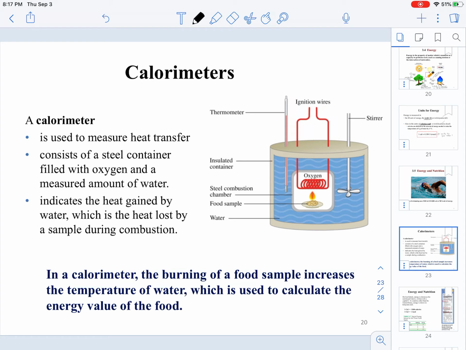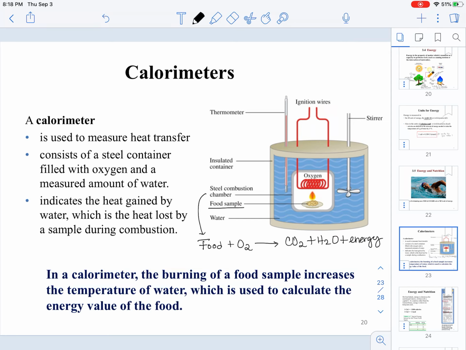So understand that a calorimeter consists of a steel container that is filled with oxygen and a measured water amount. Now understand that if you have a food sample in a calorimeter, and remember, calorimeters are utilized in the food industry to determine the nutritional calories in food. If you have a food sample inside your vessel, you are going to have, as you can see, what is called the combustion chamber, because your food will be combined with O2 to produce CO2, water, and energy.